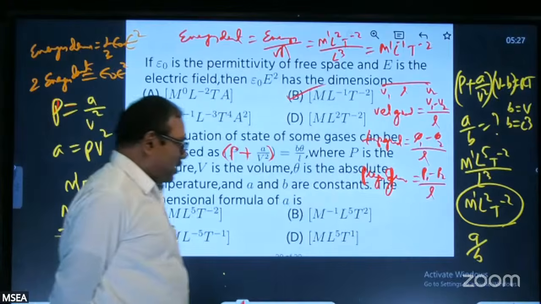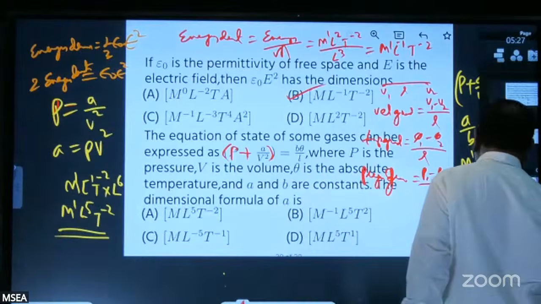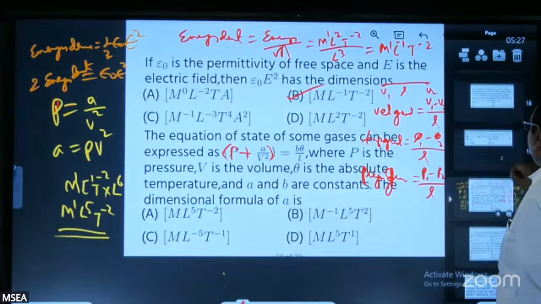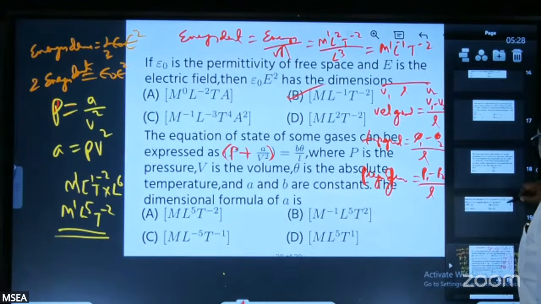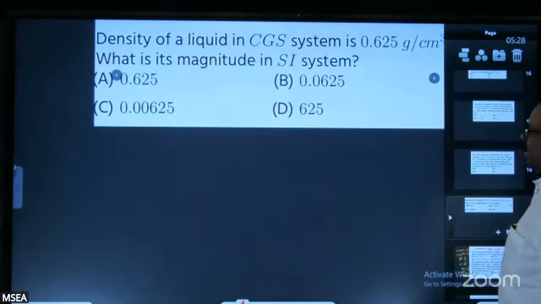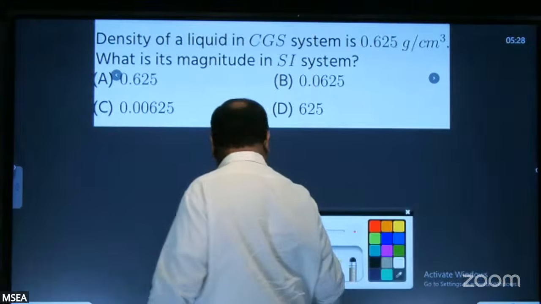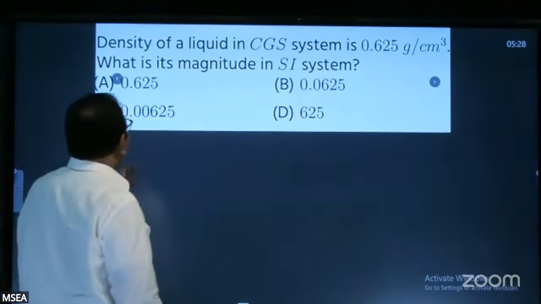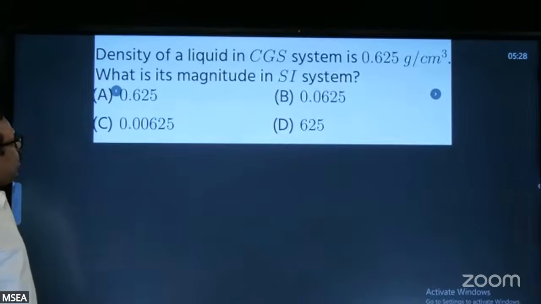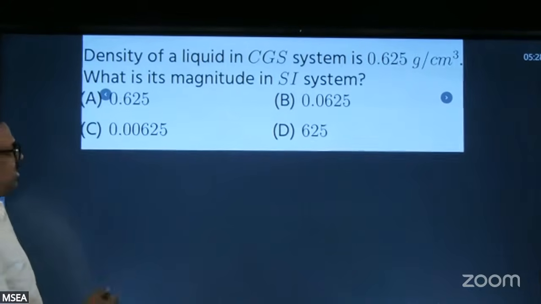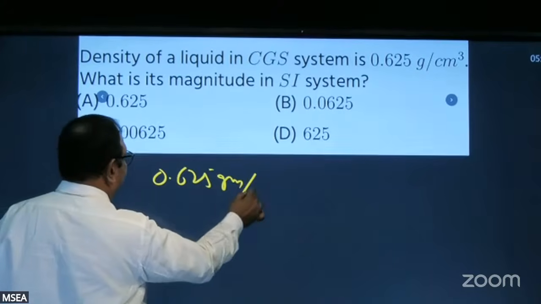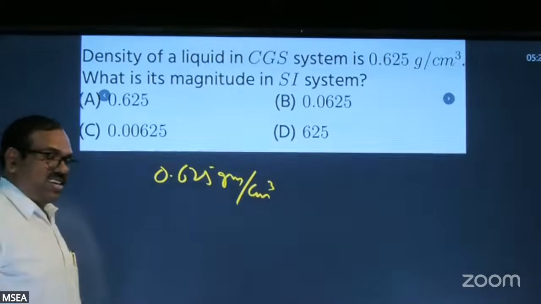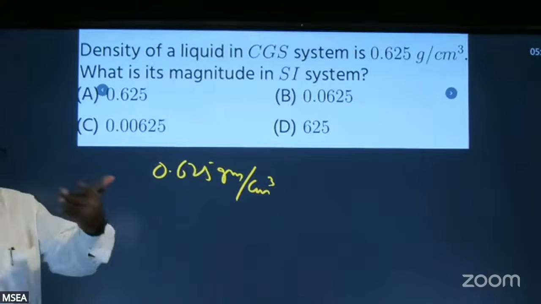Right. Next one. Now, let us take an important one, very simple. This type of things also they are asking. Let us take, how do we get the density of the liquid. The density is given, so what is its magnitude in SI system? Very simple. 0.625 gram per centimeter cube. This is actually in CGS. We have to convert into SI.